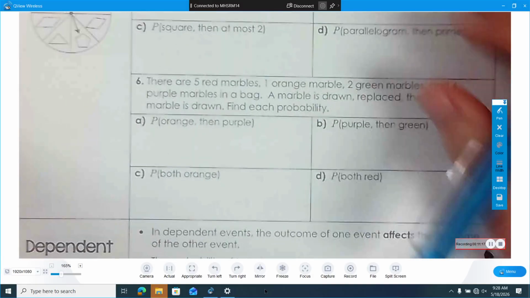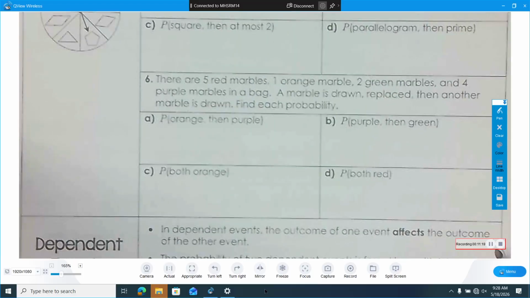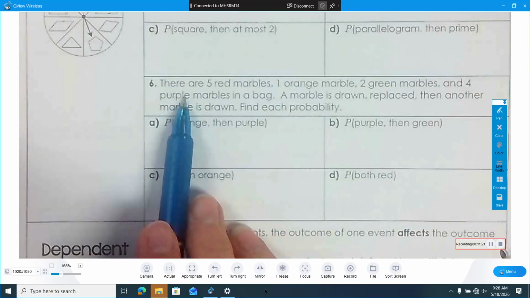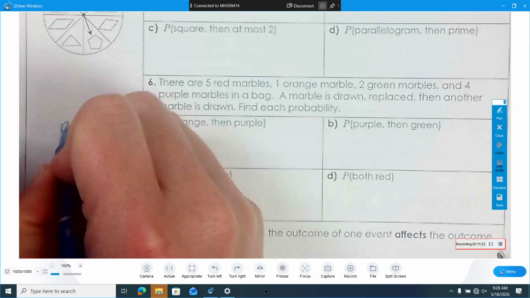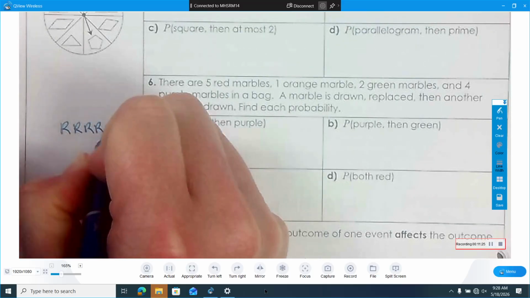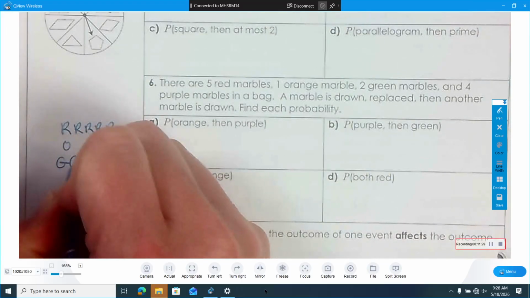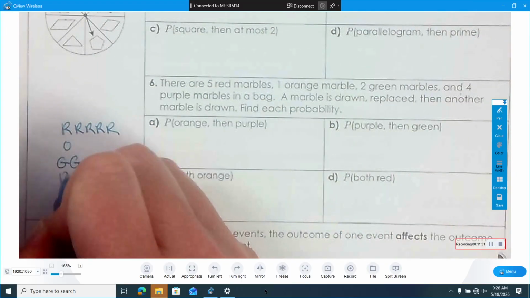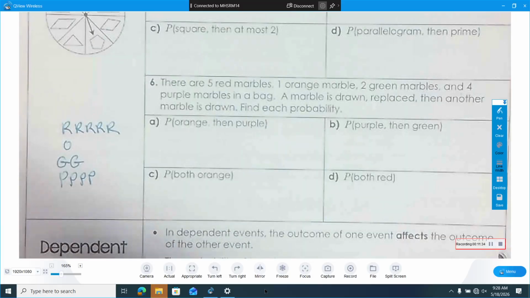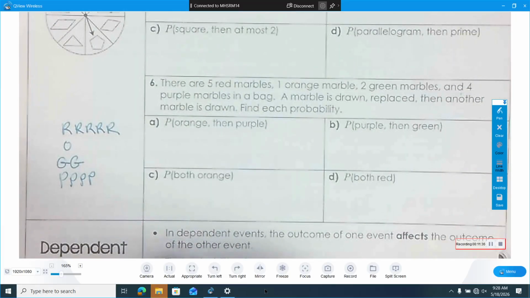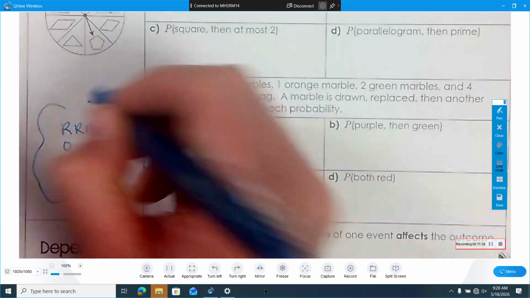Let's go down to do number 6. So we have 5 red marbles. 1, 2, 3, 4, 5 red marbles. 1 orange, 2 green, and 4 purple. So I just like to draw it out so I can kind of see that they are all in a bag.